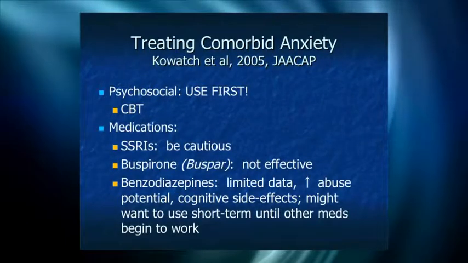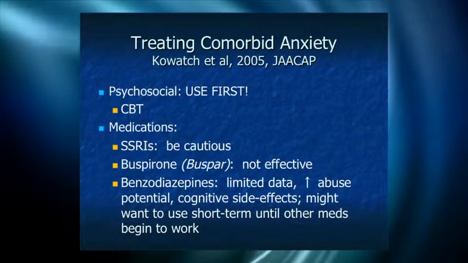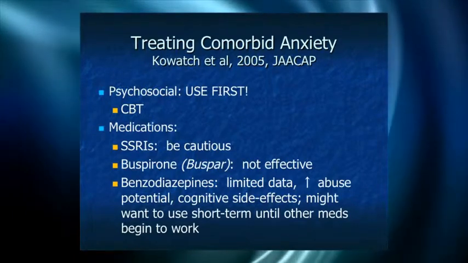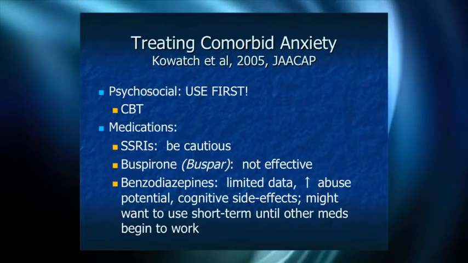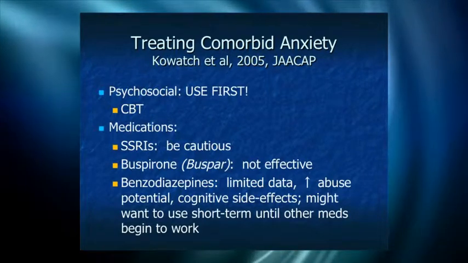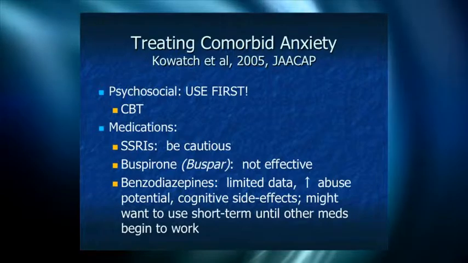Comorbid anxiety, whenever possible, use psychosocial treatments first in dealing with those. We have the most evidence for CBT. If CBT isn't available, or the family is not able or willing to do the work, then you start thinking about medications.